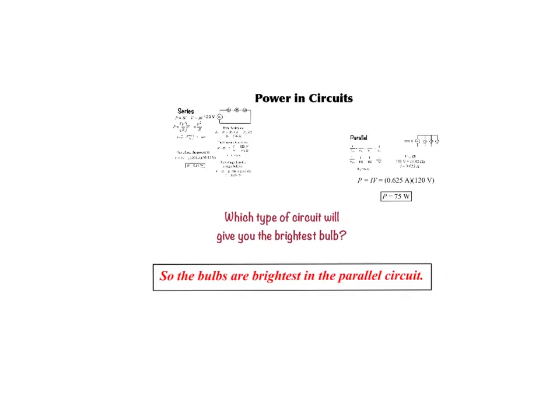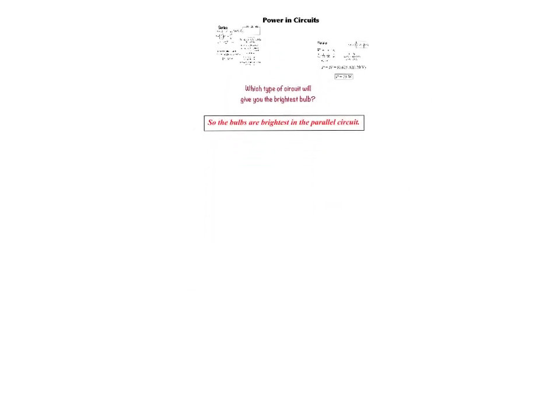So one of the things that we can do with this is think about how the current flows through each circuit. In a series circuit, each bulb gets the total amount of current. If one bulb is removed from a series circuit, the entire thing goes out.